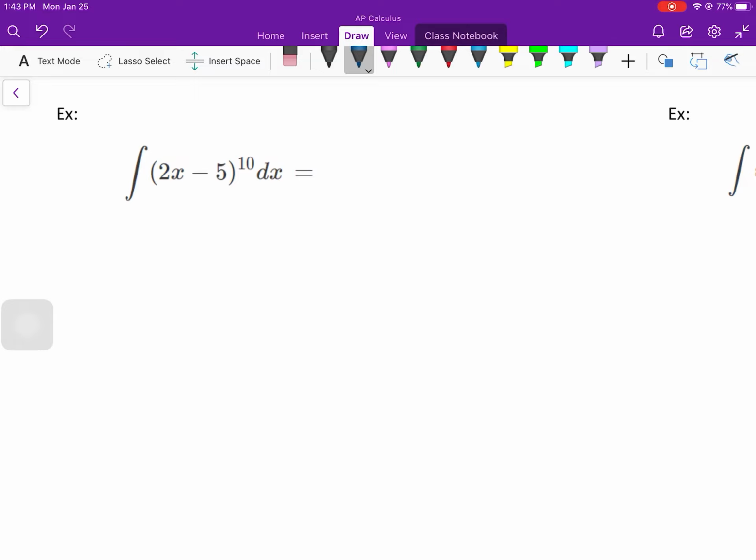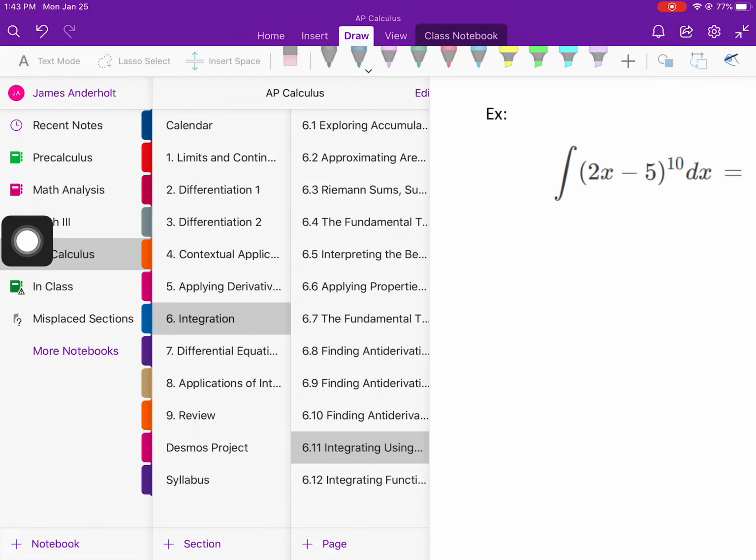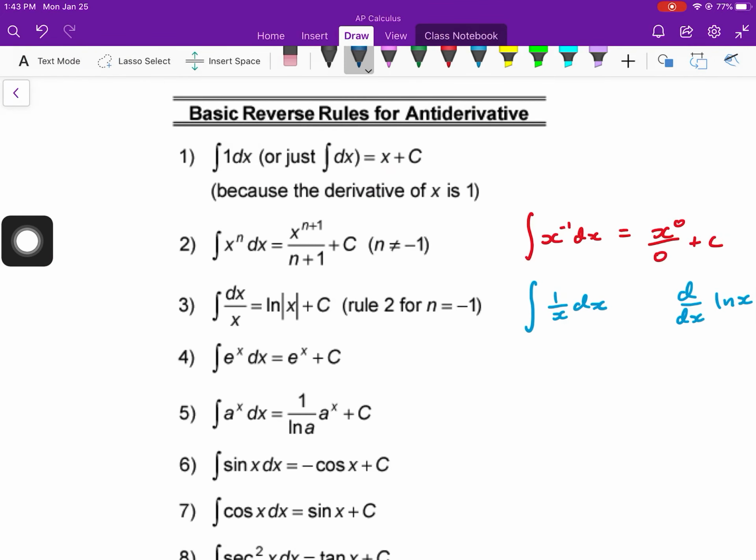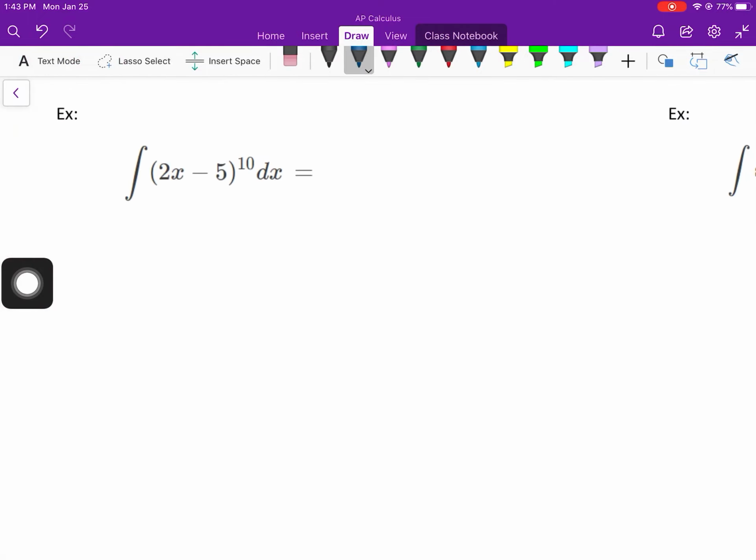So I'm going to let u, we can't really do the antiderivative of this to the 10th power, because remember, like I said, it has to fit one of these formulas here. Now I can make it fit this x to the n formula if I do a quick little substitution. Let's just say that u is equal to 2x minus 5. So I'm going to now have the integral of u to the 10th power. And I can get rid of these parentheses because it's just u to the 10th power.